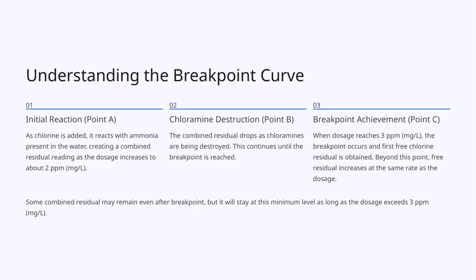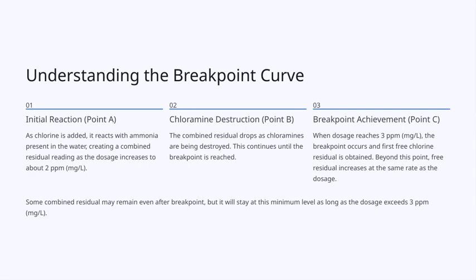Next, at point B, known as the chloramine destruction point, the combined residual begins to drop. This happens because the chloramines, these are the compounds formed when chlorine reacts with ammonia, are being broken down. This process continues until we reach the breakpoint.